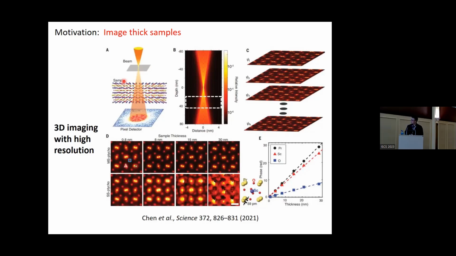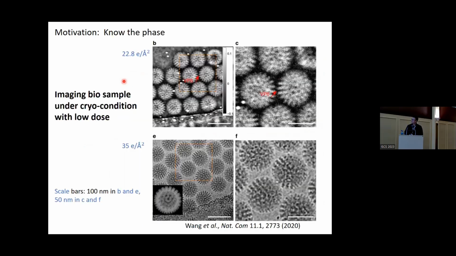And finally, we can also combine them with cryo condition and low dose, which is actually the work already shown by Alex. And even though at 22.8 electron per angstrom square, we can still clearly image the shape of a virus.